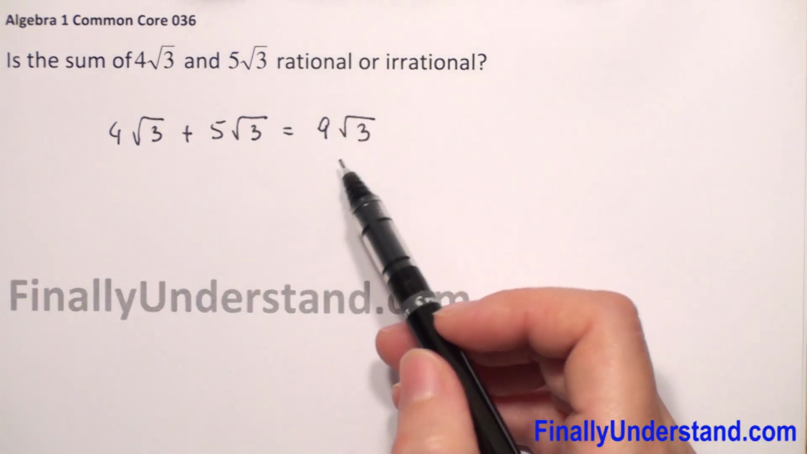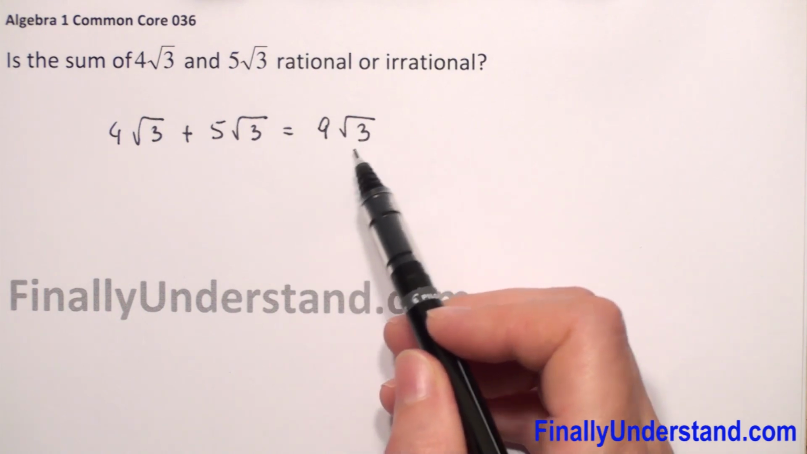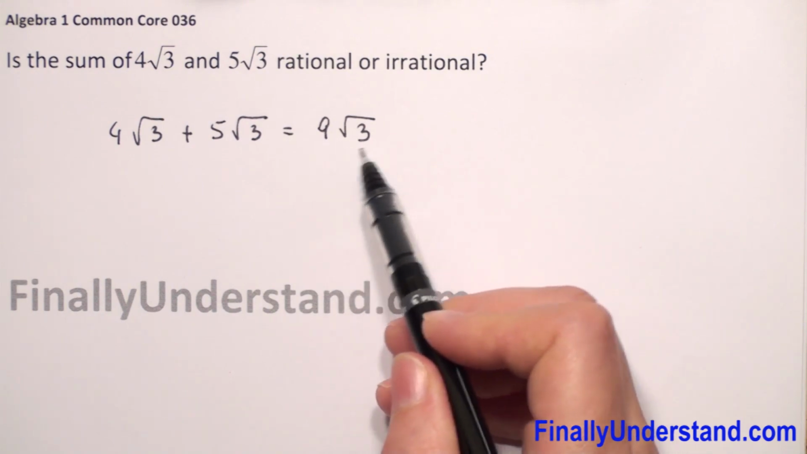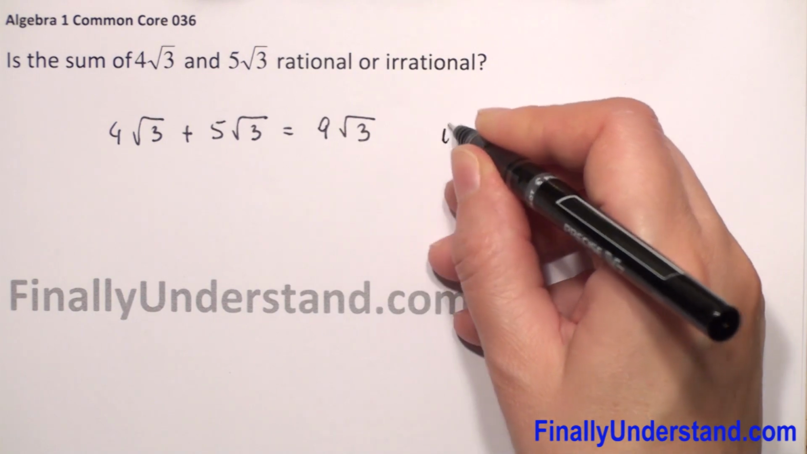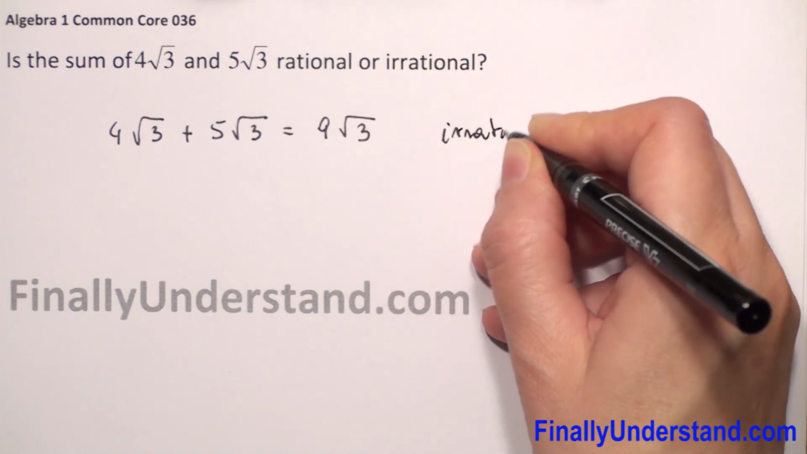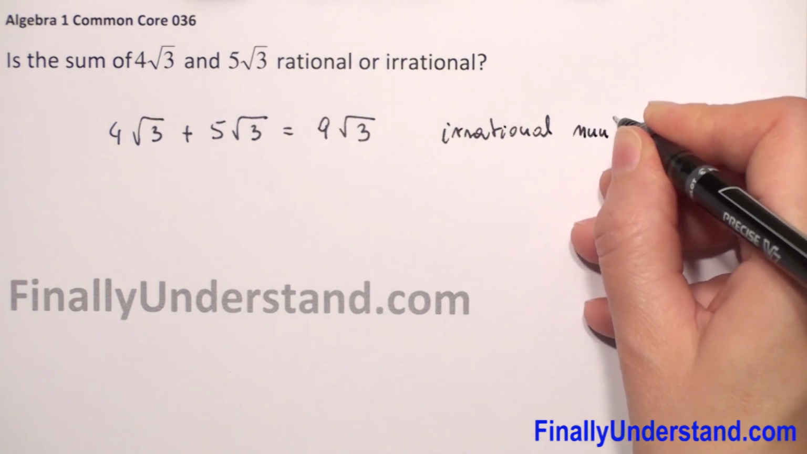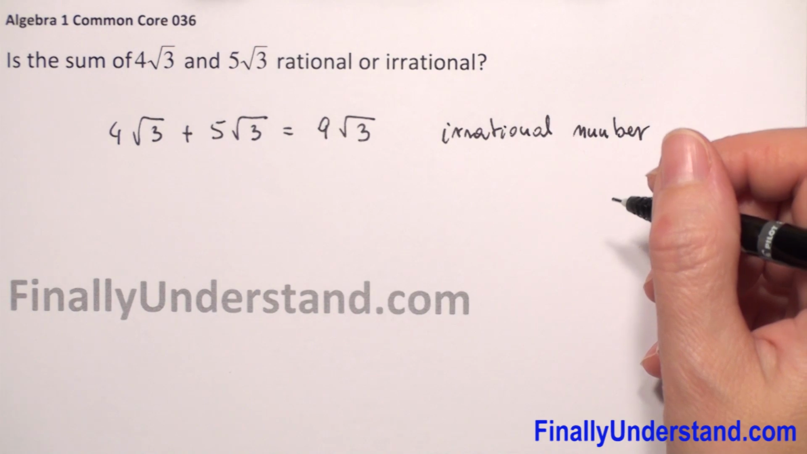So when we multiply an irrational number by 9, it still will be an irrational number. We cannot write this number as a fraction. So this is an irrational number, because we cannot write this number as a fraction.